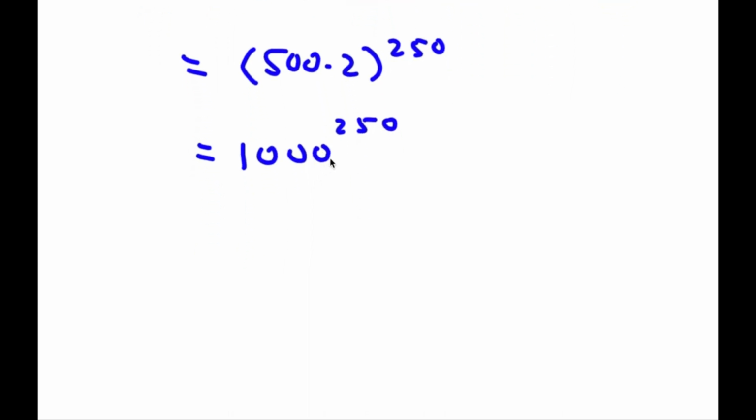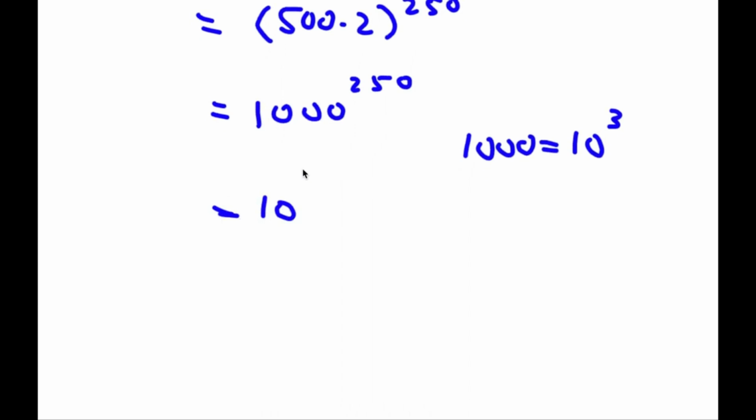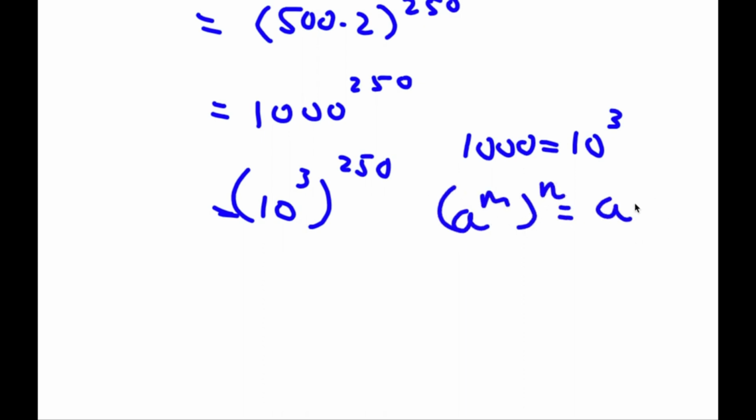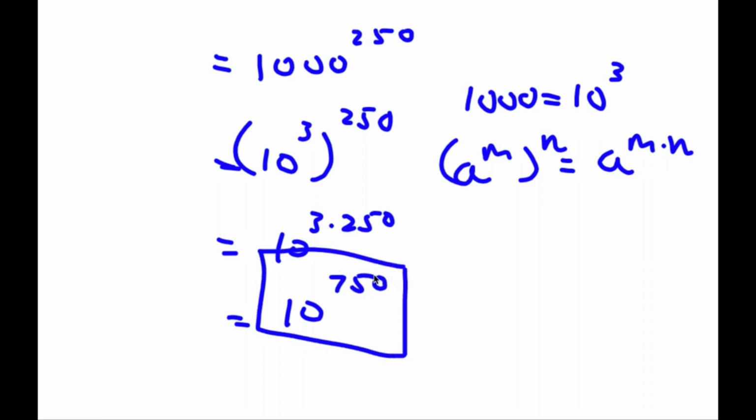Now, we can actually go ahead and simplify this a little. 1,000 is the same thing as 10 to the power of 3. So now I have 10 to the power of 3 to the power of 250. And now if I have something in the form a to the power of m to the power of n, this is equal to a to the power of m times n. So that's going to equal 10 to the power of 3 times 250, and 3 times 250 is 750. So I have 10 to the power of 750, and this is my answer.